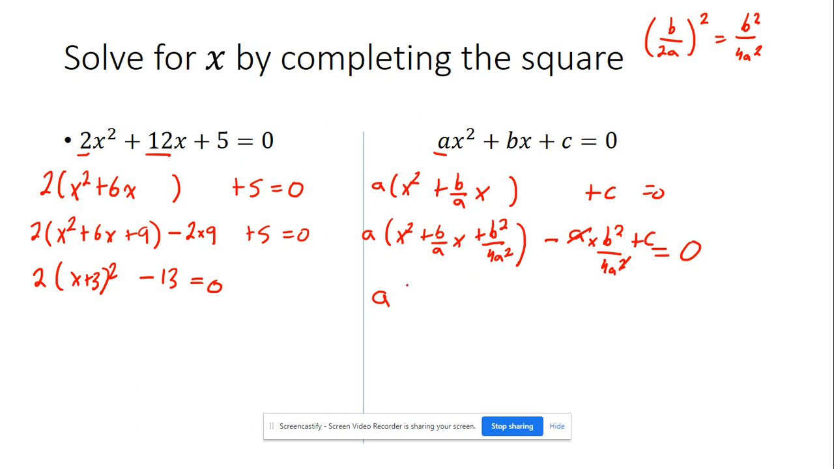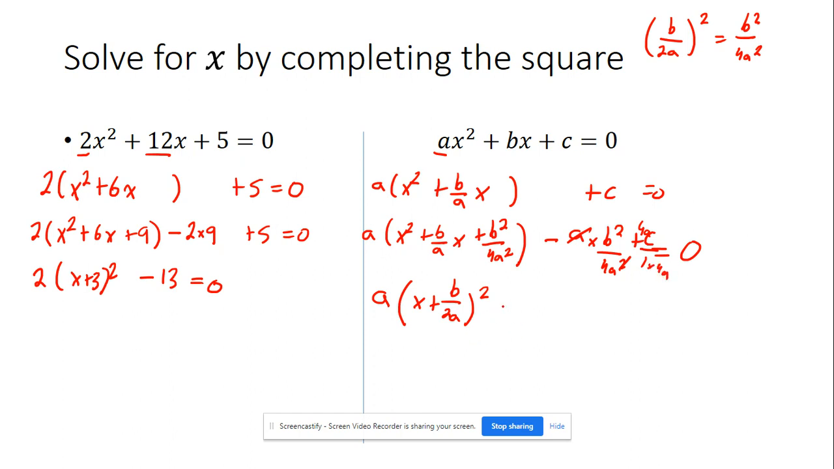It's always half of the middle term. So it's going to be x plus b over 2a squared, like this, okay? Now, in this case, it was 2 times 9 is 18, negative 18 plus 5 is negative 13. It's harder to do here because this is a fraction, this one's not. So what I'm going to do is multiply the top times 4a and the bottom times 4a as well.